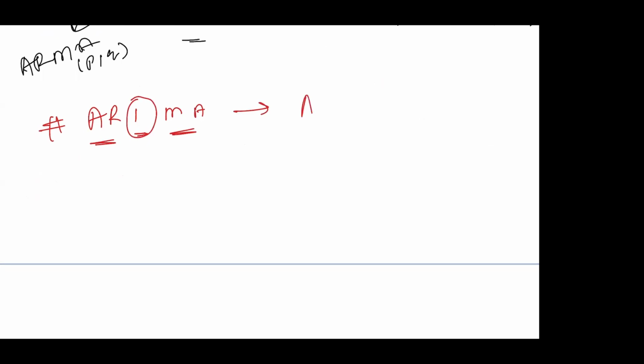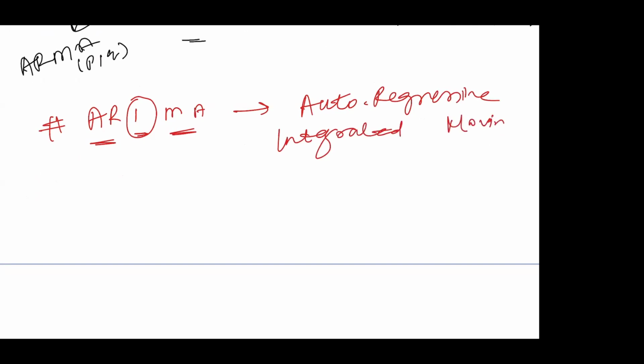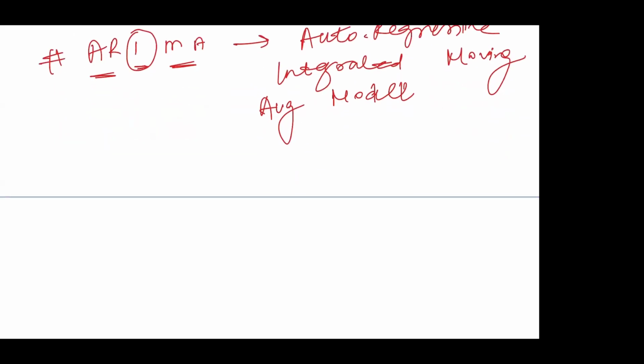Now, the ARIMA model. Okay. See, ARMA and ARIMA, there's only one difference. If you see, which is this I. This is the only difference. How? So the ARIMA model, the name is autoregressive integrated moving average model. This is what we say as the ARIMA model. Okay. What does this term integrated mean?